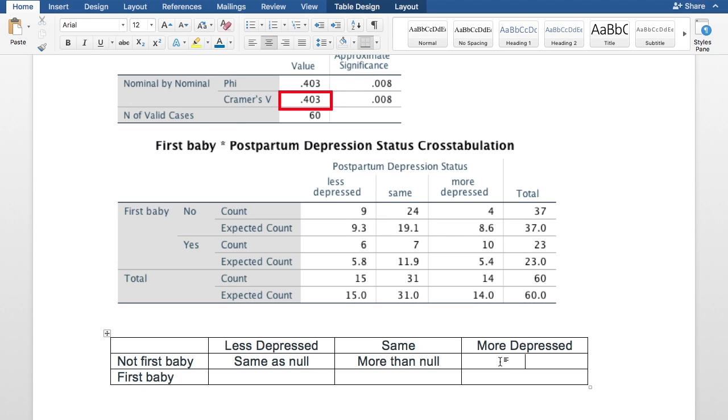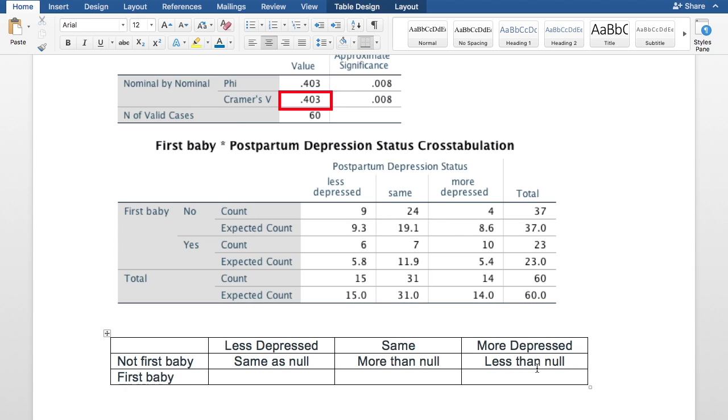Finally, for those women who have had a baby before, it is not their first baby, and are more depressed, we have a frequency of 4 observed, and we expected under the null to have 8.6. So we definitely have less than the null, less than what was predicted by the null.